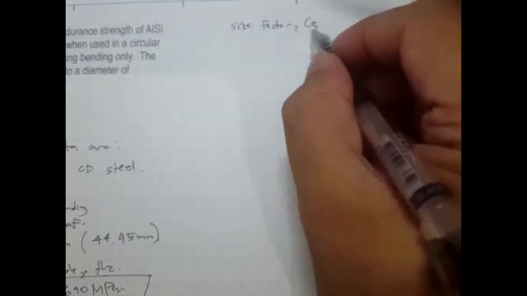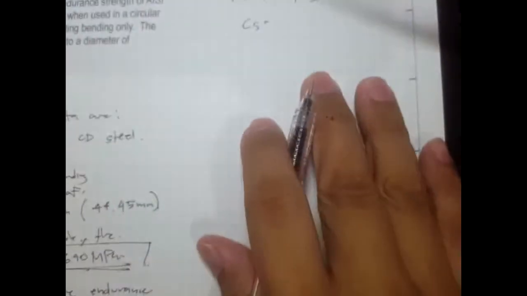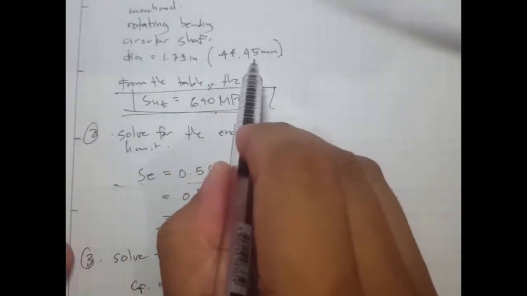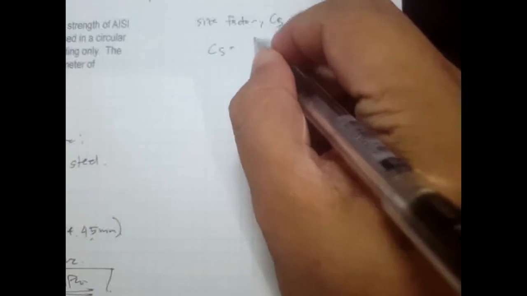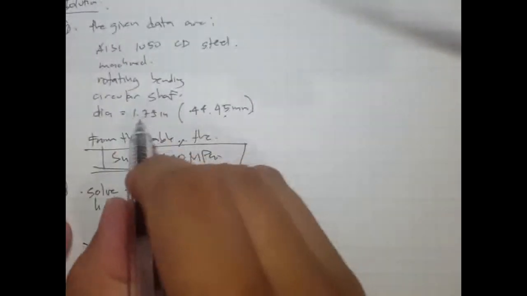Then the next one is the size factor, C_S. Since our size is 44.45 millimeters, the working equation would be D, the diameter, divided by 7.62, raised to negative 0.11. If you substitute all the values, with D equal to 44.45, this will be 0.824.